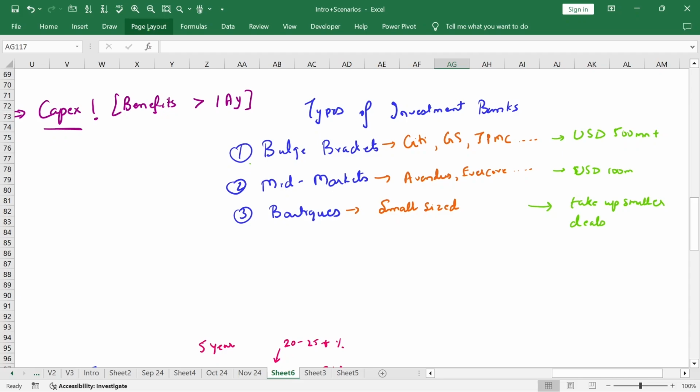Now, if you happen to be an analyst sitting in the bulge bracket, here you will have departments like CFA, advisory, valuation, transaction service advisories, and due diligence, where the different deal structures or deal stages are divided between these different teams.